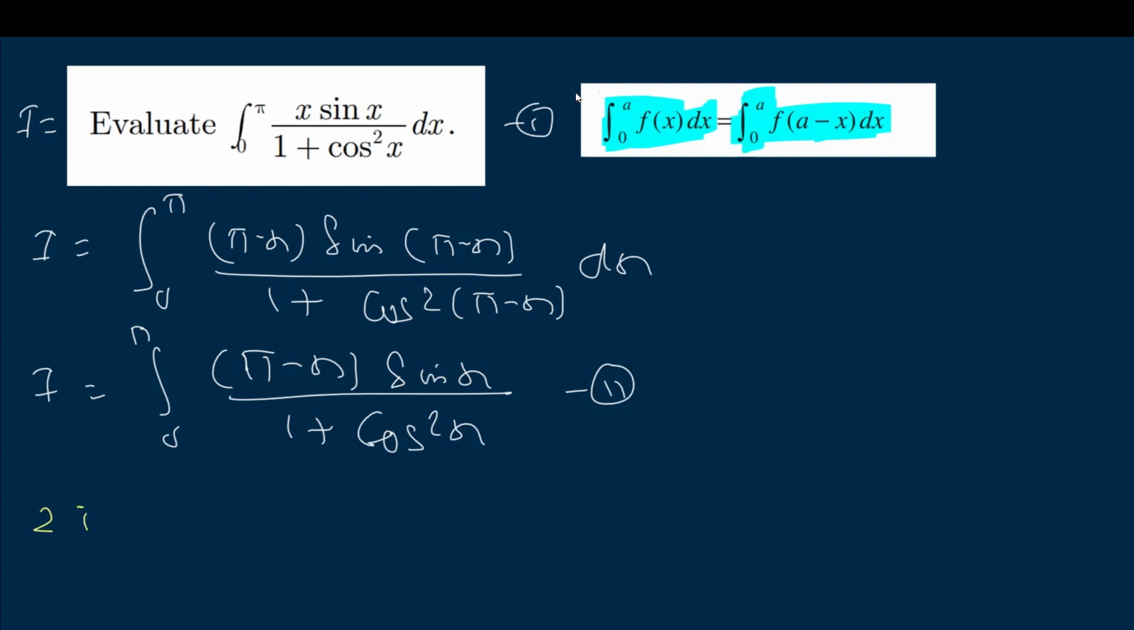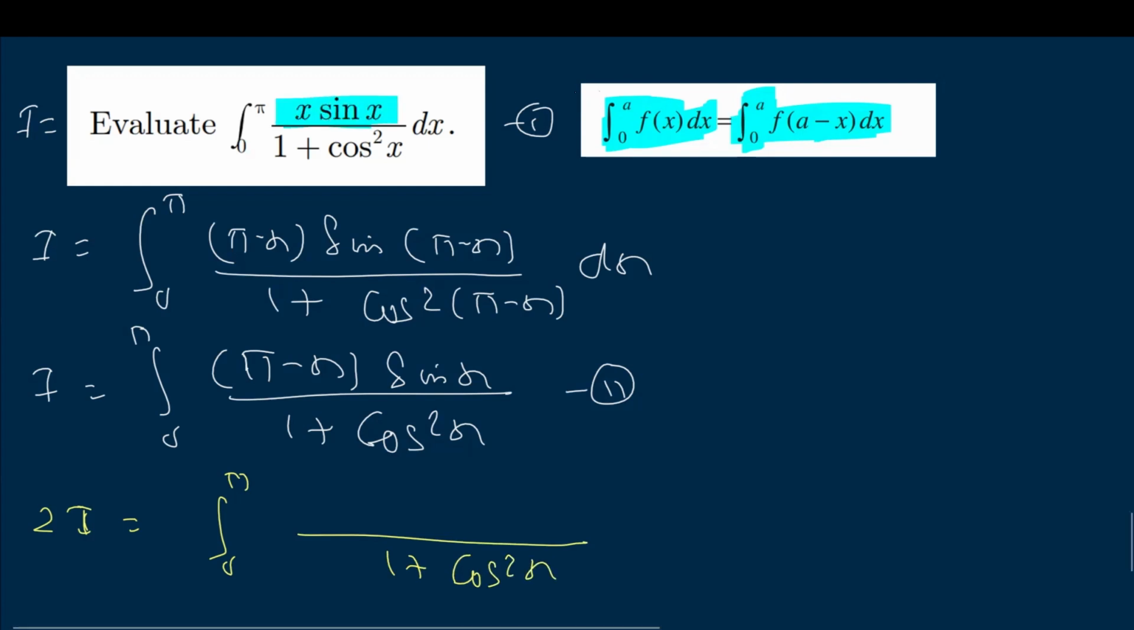So that is 2I, the integral from 0 to pi. You can see we have the same denominator, 1 plus cos square x. And look into this part. If you add this with this, by taking sine x common, x and minus x will get cancelled. So I can write directly pi times sine x. That's what we will get by adding 1 and 2.